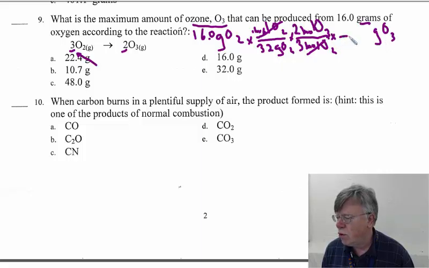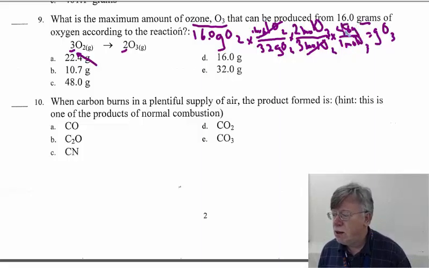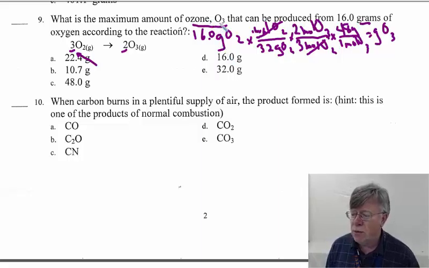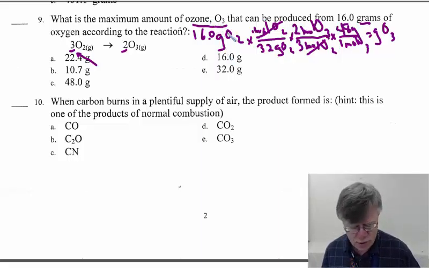Notice I've got to go from moles of O3 to grams of O3. Now to do that, I need the molar mass of O3. 1 mole of O3 is equal to 48 grams of O3. Where did I get 48? Well, oxygen is 16 on the periodic table. I've got 3 of them. So now I can solve for this.